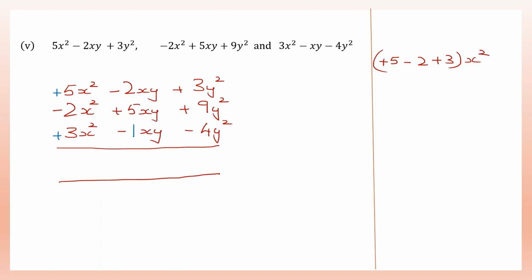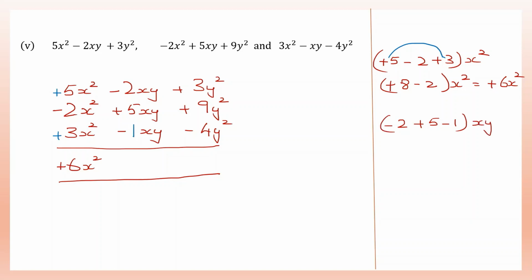Add up the numbers that have the same sign, plus 5 and plus 3. So plus 8 minus 2 x squared. When signs are different, put the sign of the bigger number and subtract. 8 minus 2 is 6. So here we have plus 6x squared.